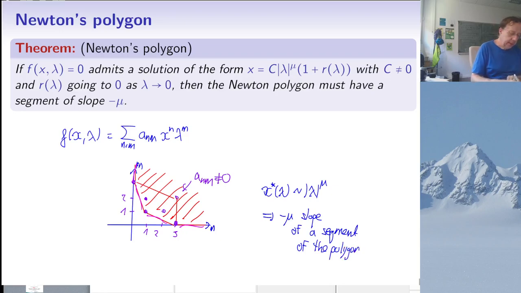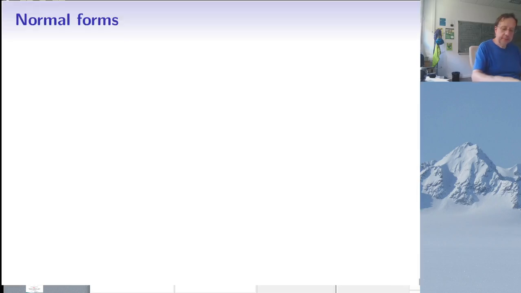So there's a certain segment here and another one here. They each have a slope, and these are the possible values for mu. And that allowed us to give a certain number of examples of simple bifurcations with a one-dimensional x, and find different possibilities for curves intersecting on which f is equal to 0. So today I want to talk about another method that allows us to investigate these bifurcations, and it's called normal forms.